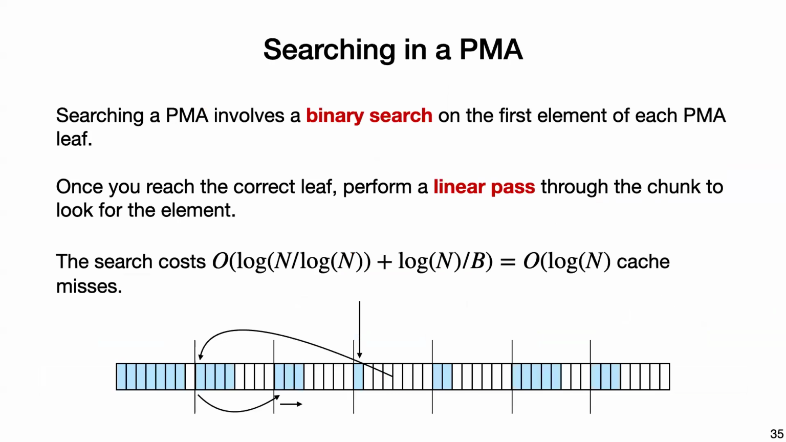The way that searching works is you start from the middle leaf and do a binary search on the first element of each leaf. Once you reach the correct leaf, you scan through the elements to look for the thing that you wanted. The search is something like log n cache misses, which you can see is already worse than B trees, which are log base B of n in the external memory model.